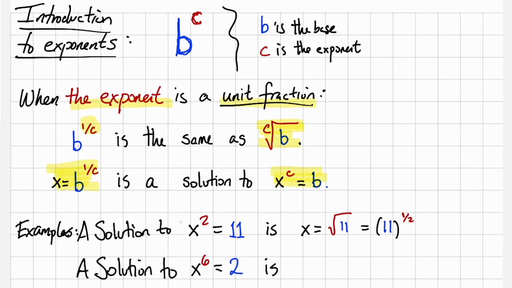We're especially used to this when we see things like x squared is equal to 11. The solution to that would be x equals the square root of 11, which if we write that as an exponent, we write 11 to the 1/2 power. And if we want a solution to x to the 6th is equal to 2, the answer would be x is equal to the 6th root of 2.